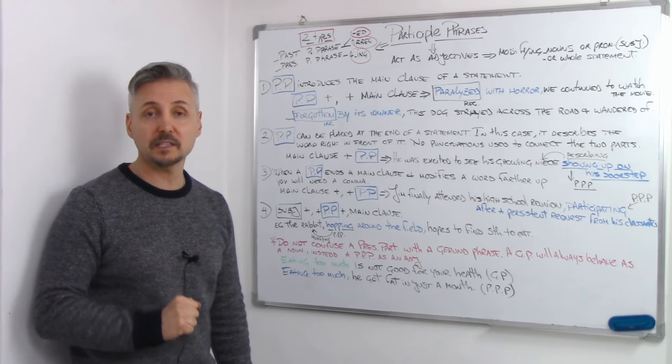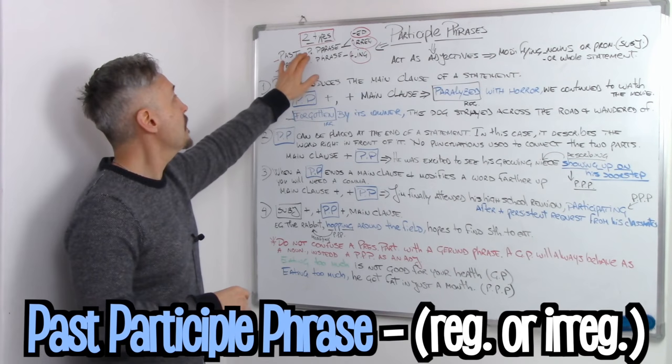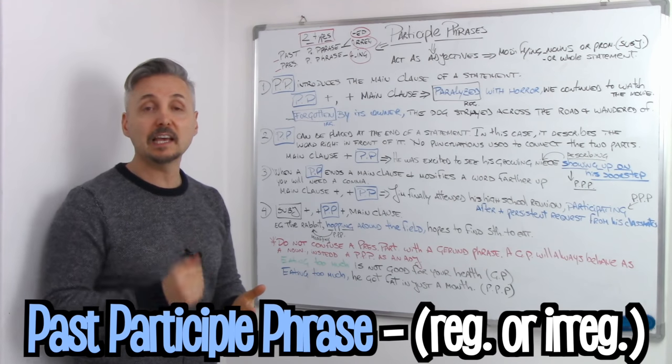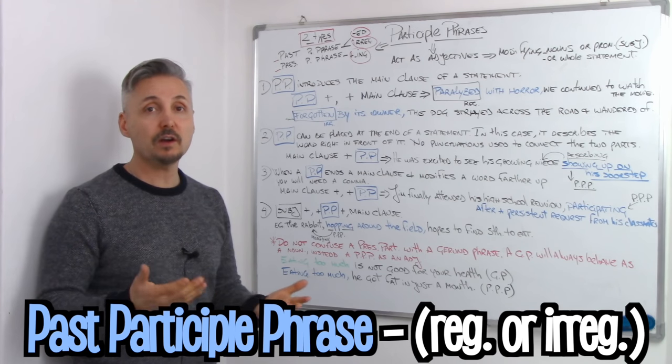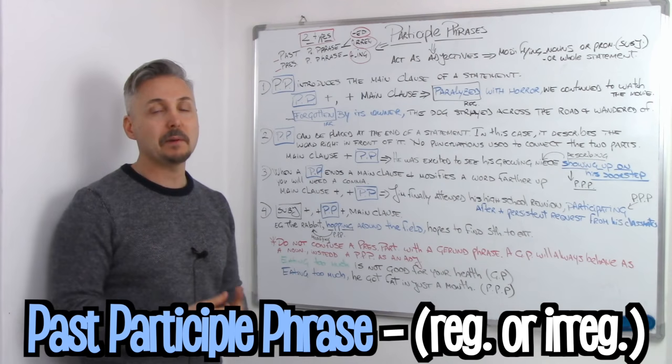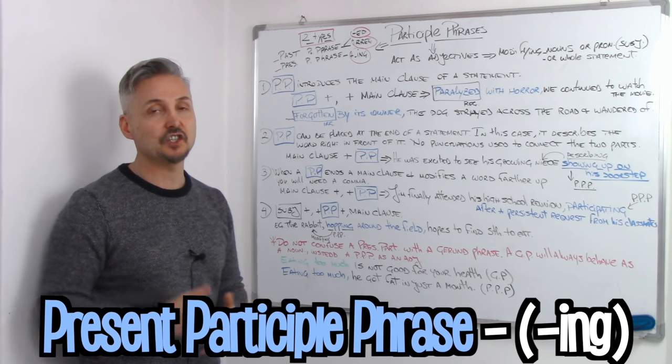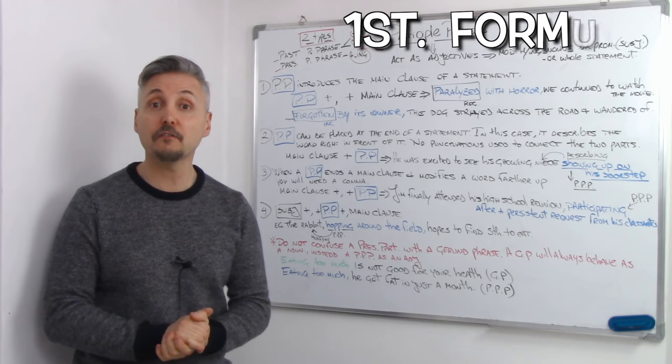There are two types of participle phrases. Past participle phrase, one could be regular, ending in ed, or irregular, which you know, the irregular past participles. And present, which ends in ing. So let's look at the different formulas.